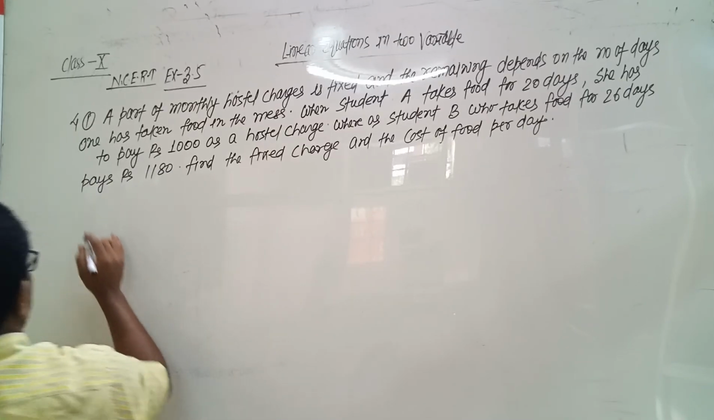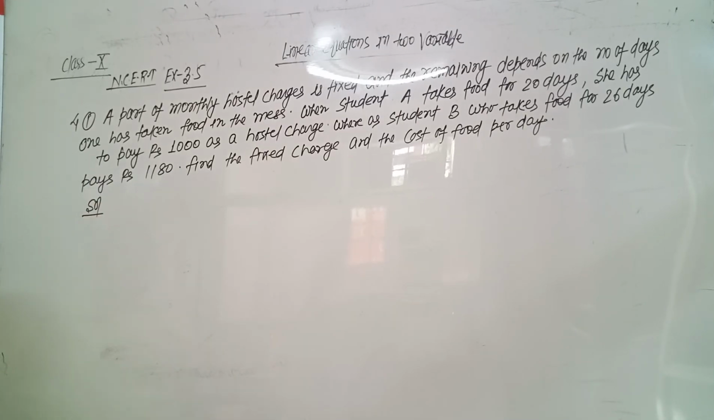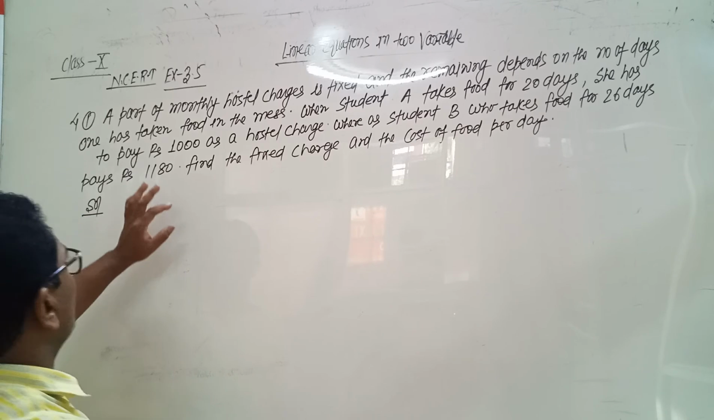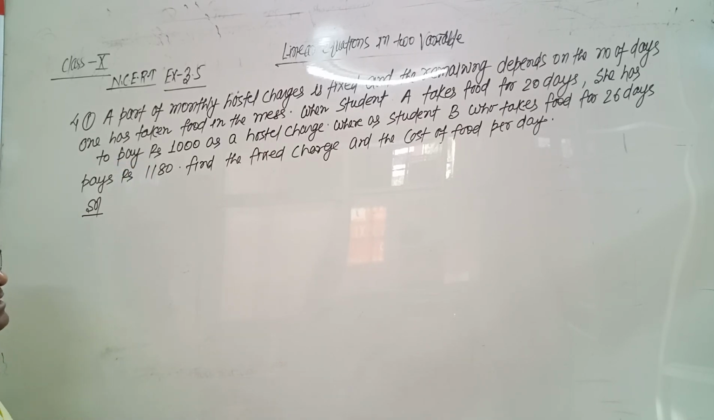So the question is, a part of monthly hostel charges is fixed and the remaining depends on the number of days one has taken food. So there are two types of charges. One is fixed hostel charge, and the other is charge for food to be taken. There are two persons. A takes food for 20 days and she pays rupees 1000, whereas a student B takes food for 26 days and pays rupees 1180. So we have to find the fixed charge and the cost of food per day.